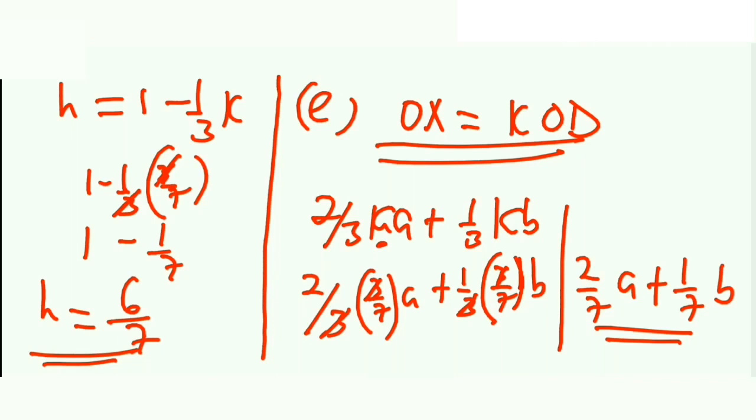We've calculated H and K. This is the toughest part in vectors.